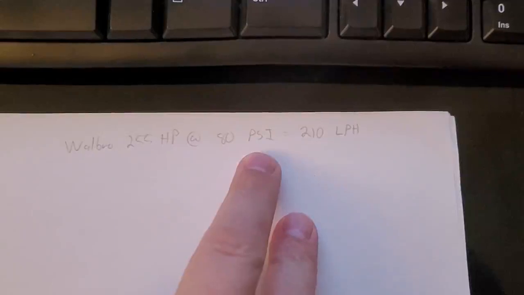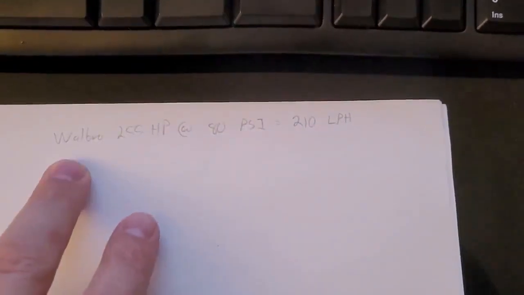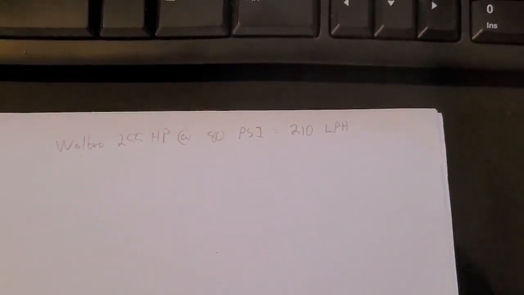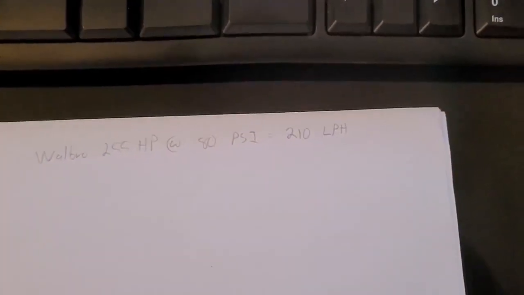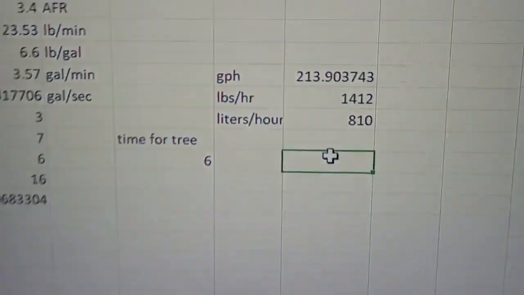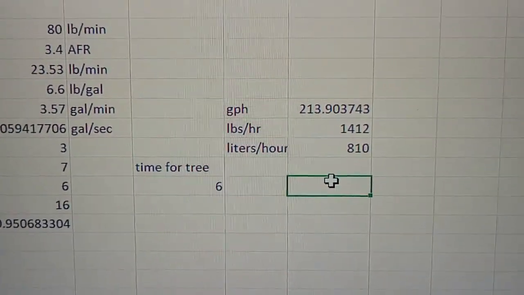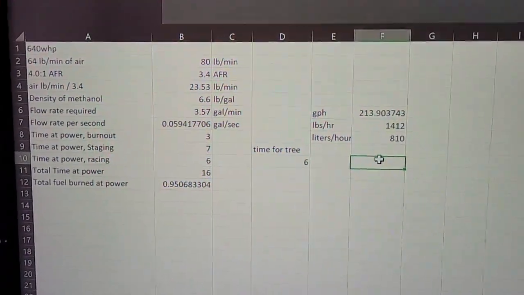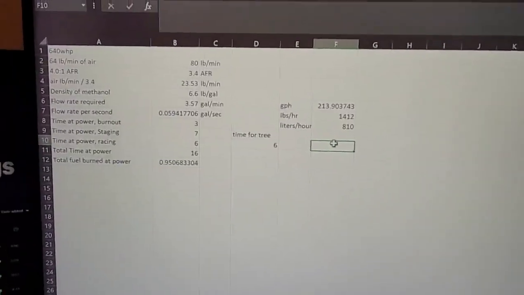This pump at 80 PSI would still kick out 210 liters per hour, which for a 255 pump is actually pretty good, because a lot of pumps really fall off with pressure, but this little guy will go over 100 PSI and still be pretty usable. That's kind of awesome. But just for reference, this setup would need 810, so you'd have to have 4 of those pumps. But the thing is, this pump is not actually rated for methanol, and in fact, most pumps aren't. And that's kind of why we're doing this.